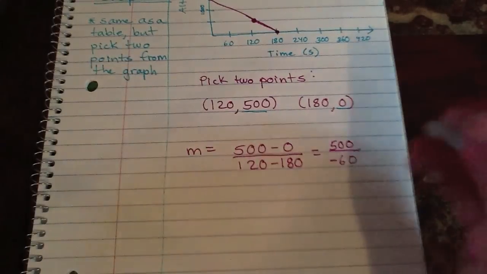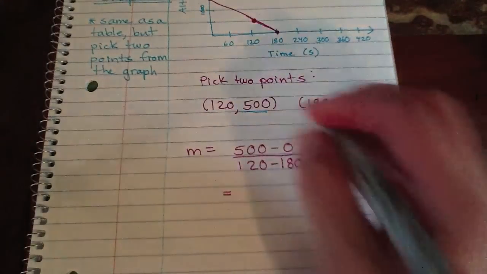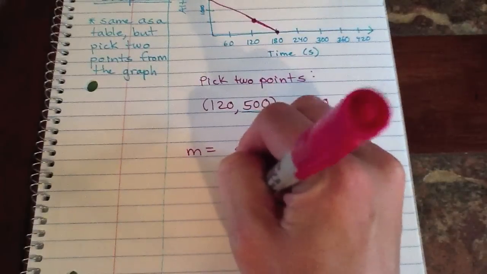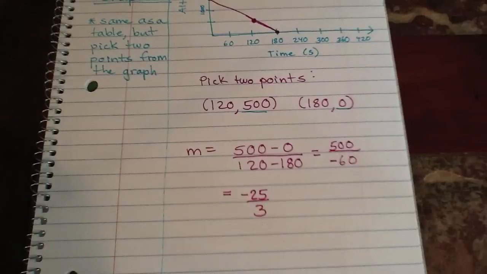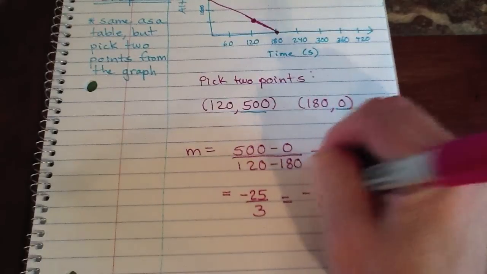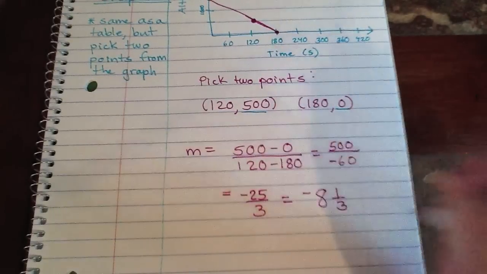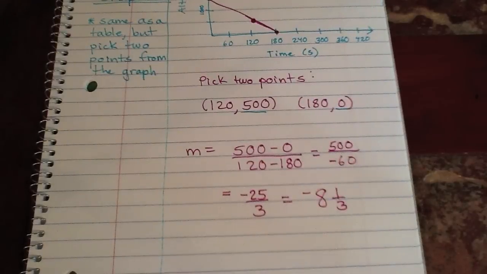And once you look at that, you can go ahead and simplify it. You end up getting negative 25 over 3, because 20 went into both of them. And then you can also write that as a mixed number, which would be negative 8 1/3. Either of these would be acceptable answers. That you need to simplify.